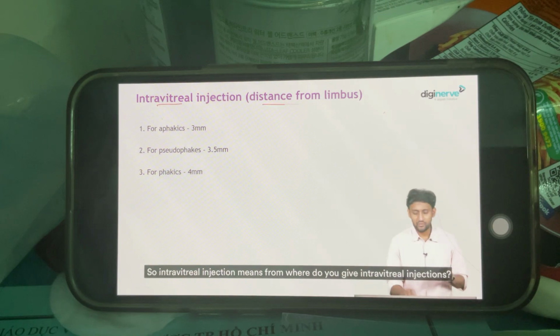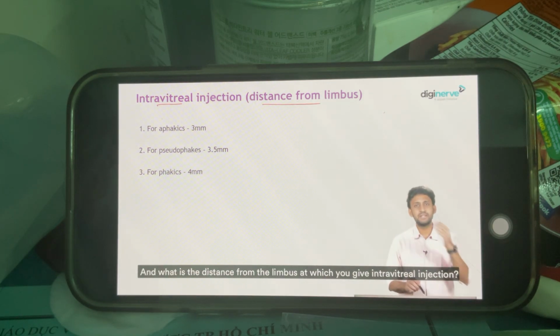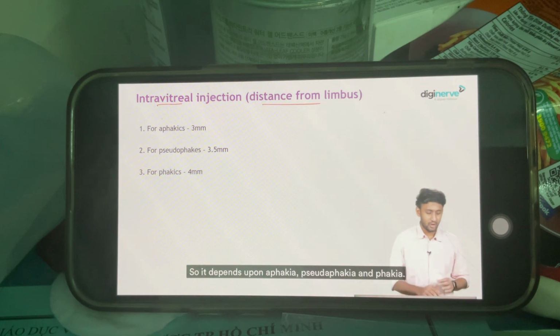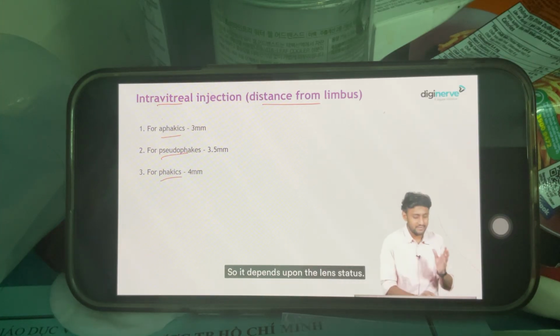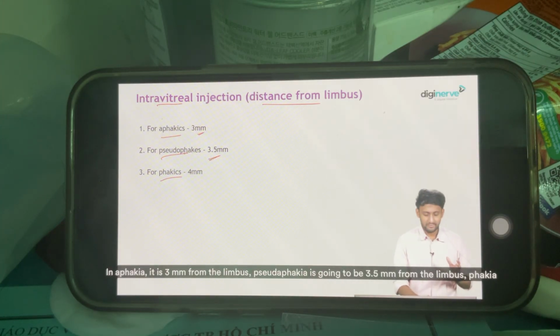So intravitreal injection means from where do you give intravitreal injections, and what is the distance from the limbus at which you give the intravitreal injection. So it depends upon aphakia, pseudophakia, and phakia. So it depends upon the lens status. In aphakia, it is 3 mm from the limbus. Pseudophakia is going to be 3.5 mm from the limbus.